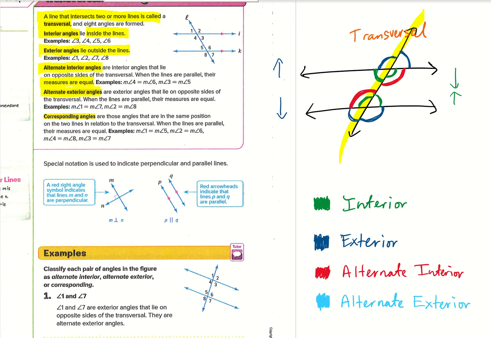Okay, so for this one, when we have alternate exterior angles, same thing. When we have parallel lines, their measures are going to be equal, so they're going to be the same angle. An example of that would be this one here. If we have that angle, its alternate exterior would be outside of the parallel lines, and then on the opposite side of the transversal. So that would be over here. Okay, so those light blue ones are going to be congruent or equal to each other.